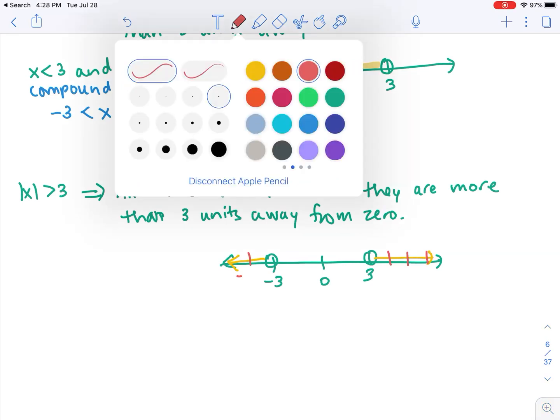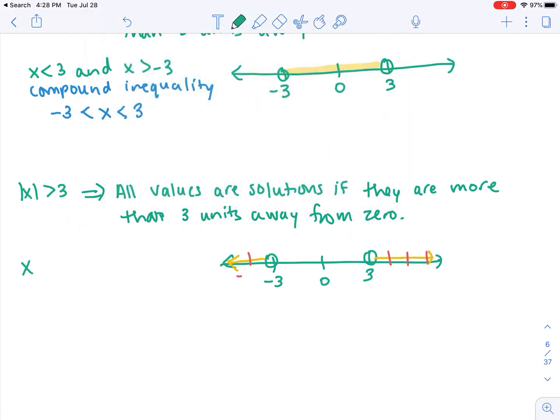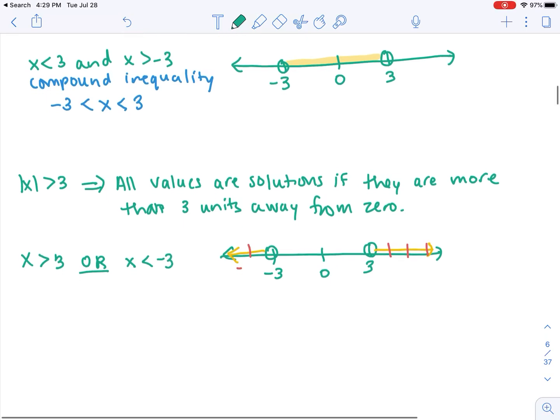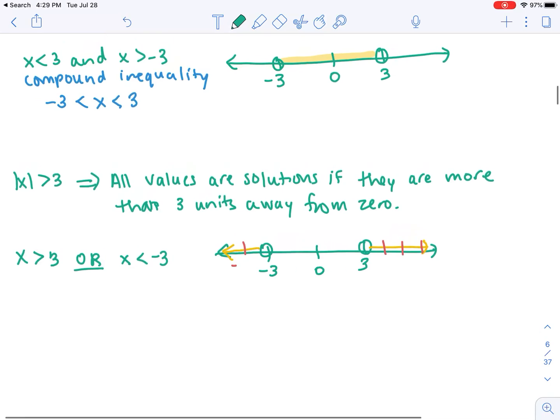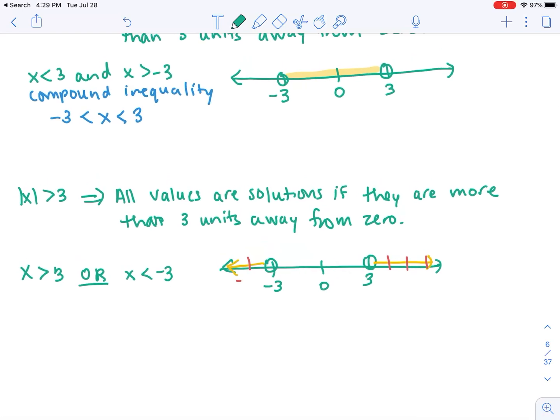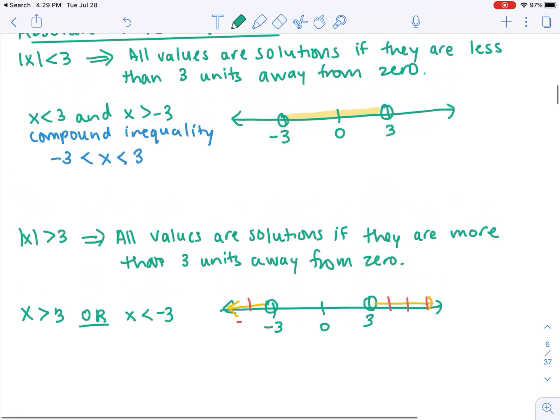To summarize our solutions with this, we would write our inequalities as x is greater than 3, with the keyword being or between our inequalities, and x is less than negative 3. So there's no way of writing the or as a compound inequality. Compound inequalities only summarize our and situation, which brings us to an interesting way of remembering the and versus the or.